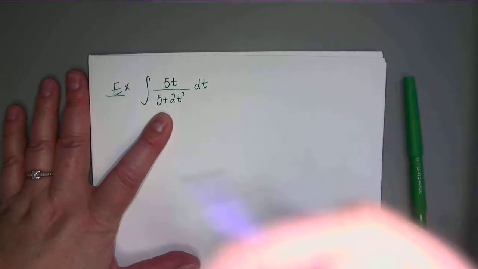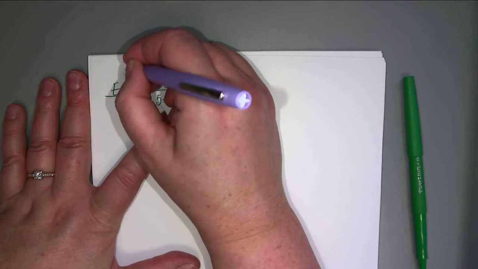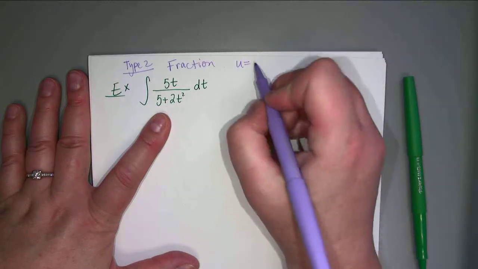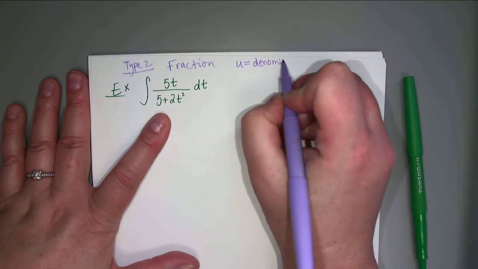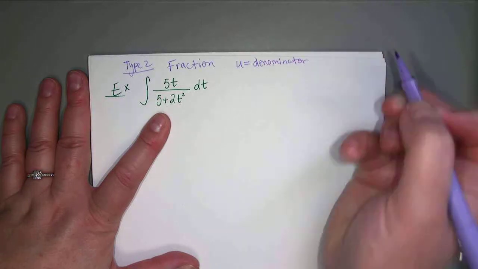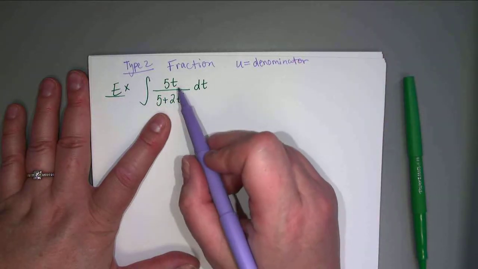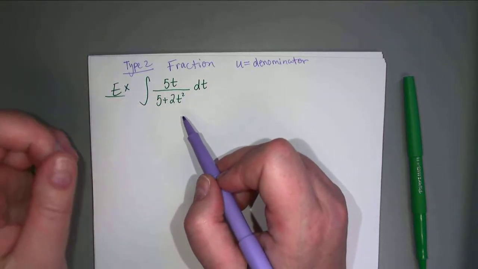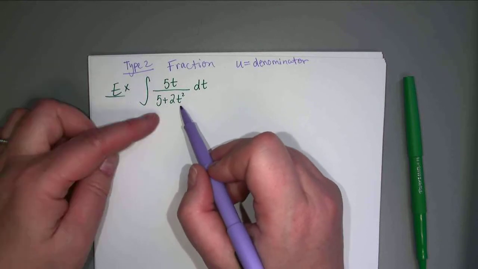So for this type, type 2, fraction, we're going to let u equal the denominator. And what we're looking for is the derivative of the bottom to be on the top. It doesn't have to be exact. Remember, the number itself doesn't matter, just the x, or the t in this case.